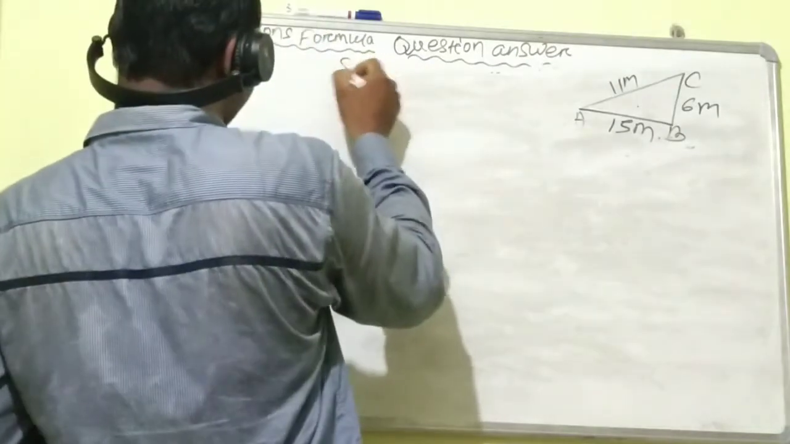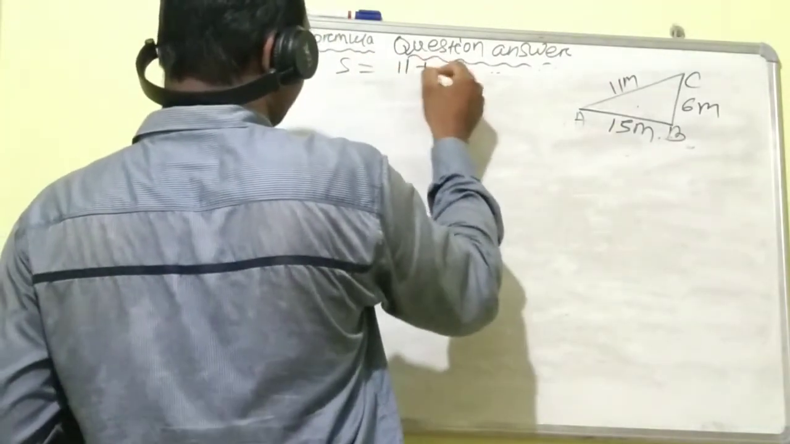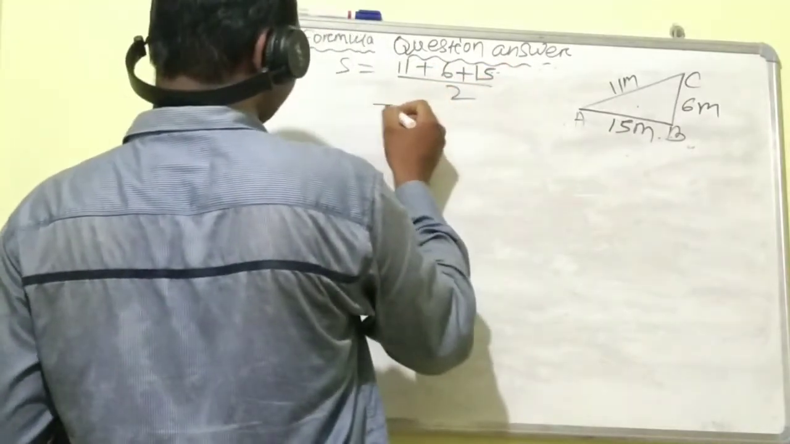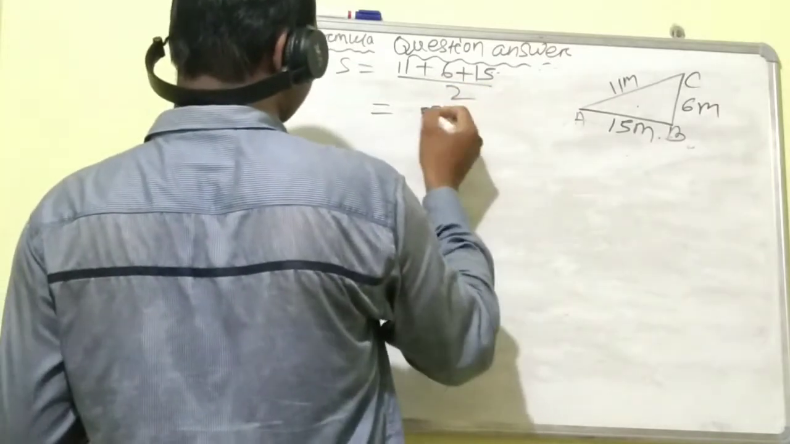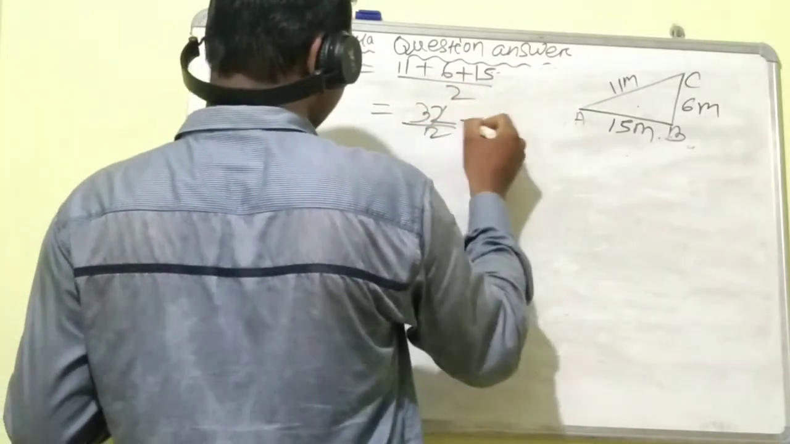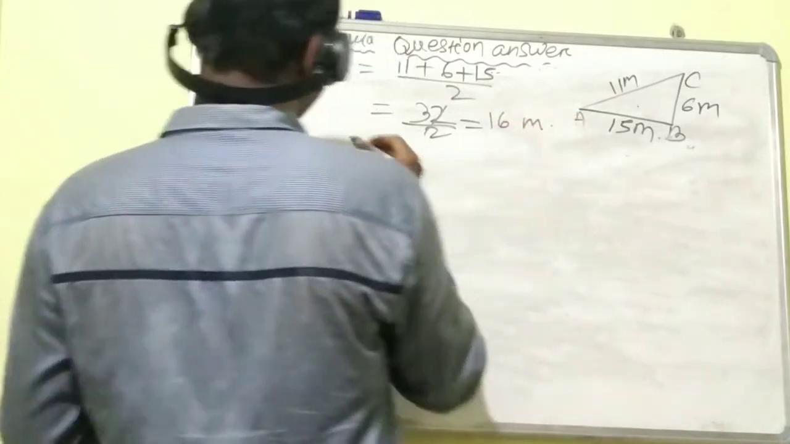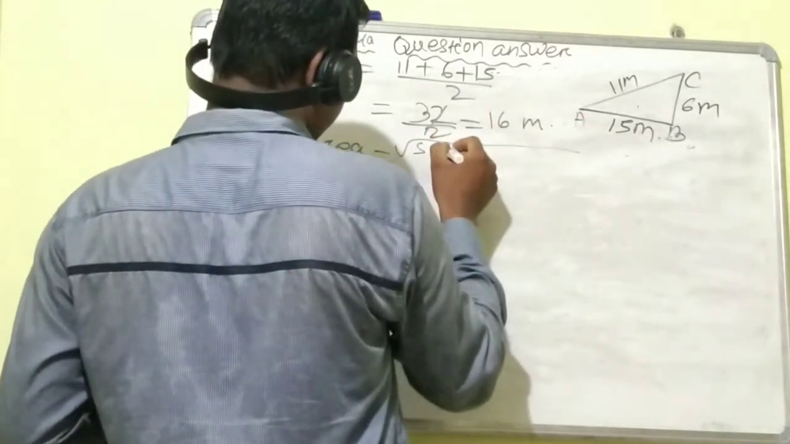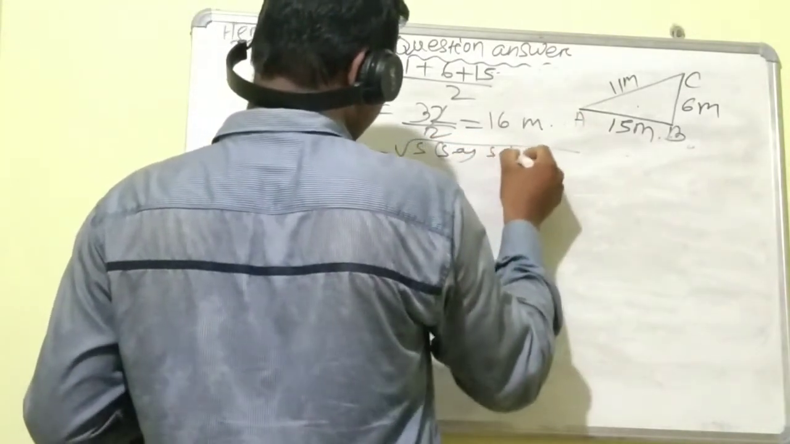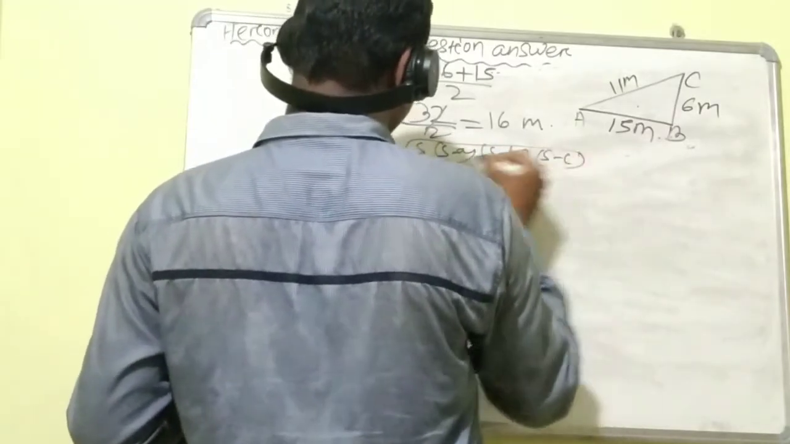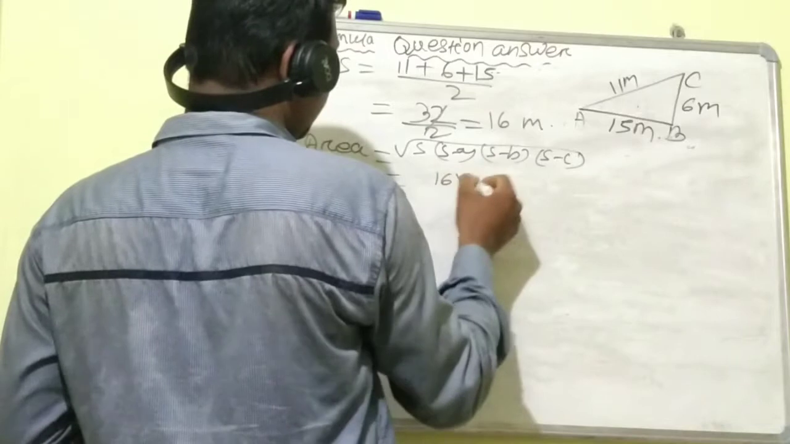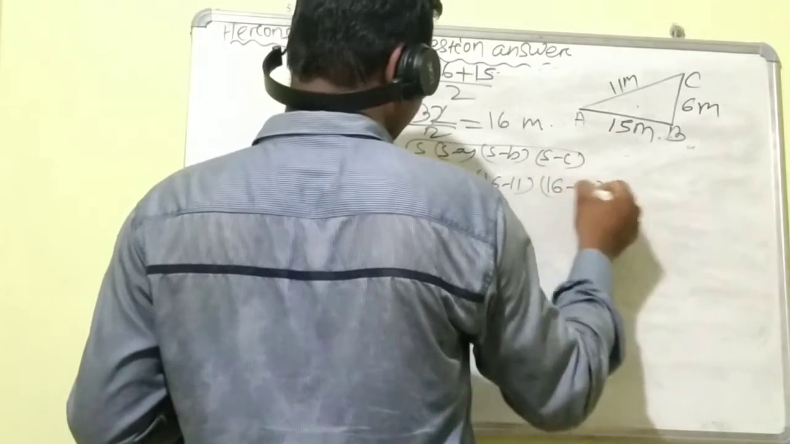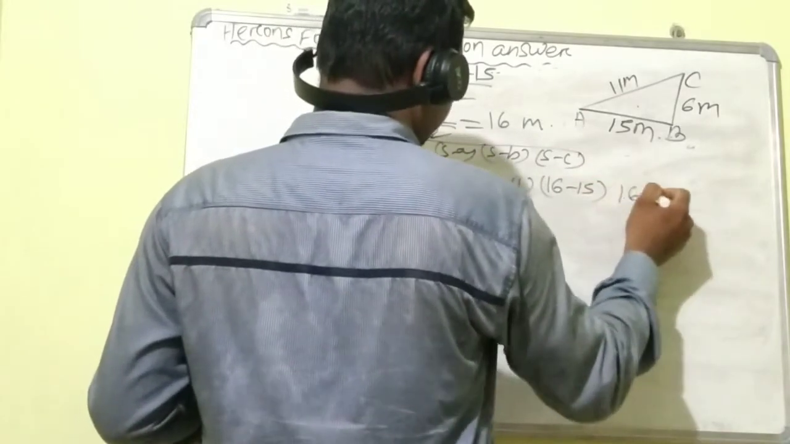So first we will have to find the semi perimeter, that is 11 plus 6 plus 15 by 2, that is equal to 32 by 2, that is 16 meter. Therefore area equals root over S into (S minus A) into (S minus B) into (S minus C). So we will write down 16 into (16 minus 11) into (16 minus 15) into (16 minus 6).